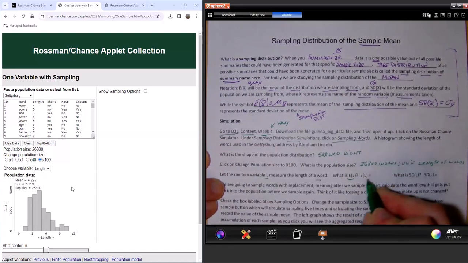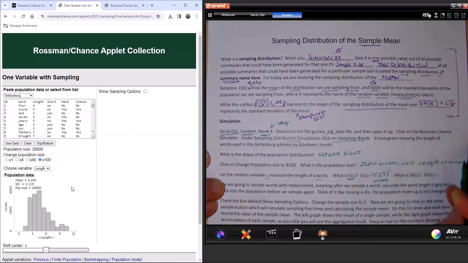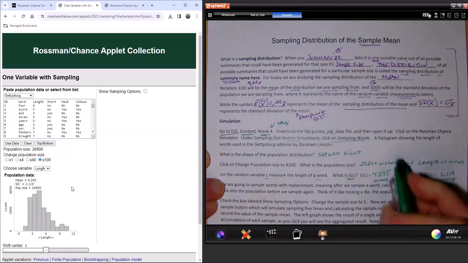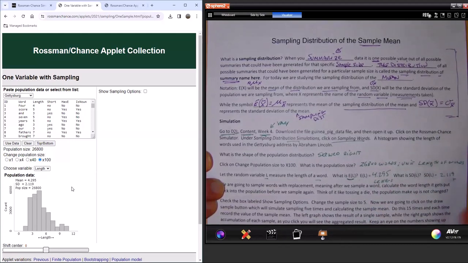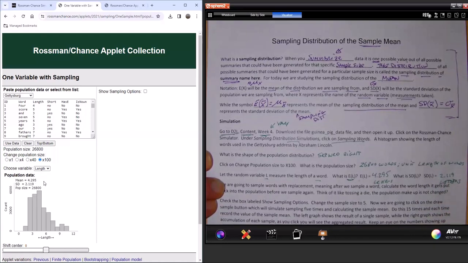So the mean of this distribution I can see is 4.295 letters. And the standard deviation is going to be 2.119 words. Word, I guess not words. I should say length of words. So this is in letters. So we're just counting the number of letters in each word. Again, there's my mean, there's my standard deviation, there's my population size. This is the population we're sampling from now.